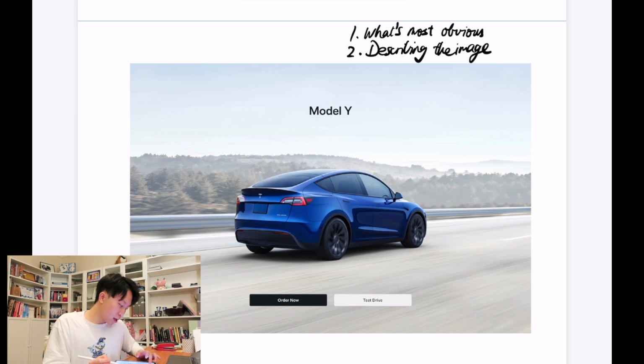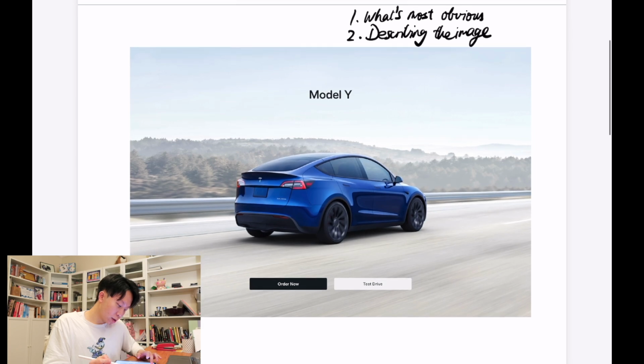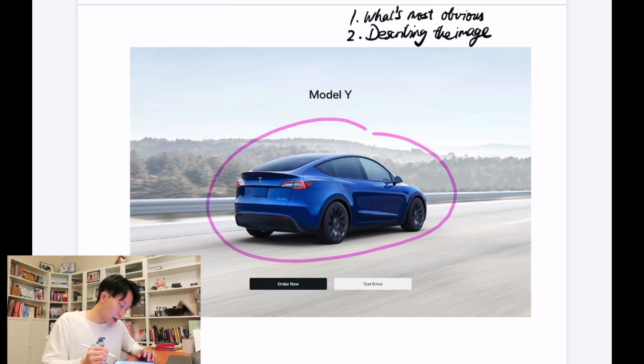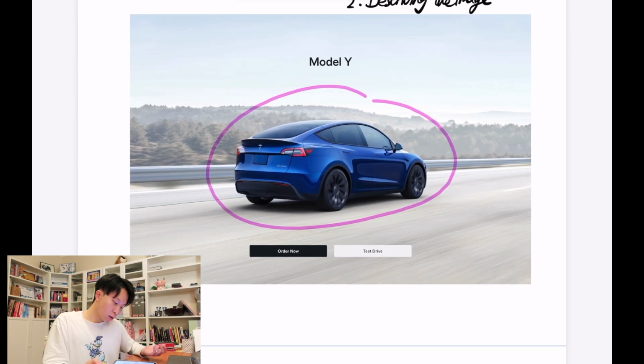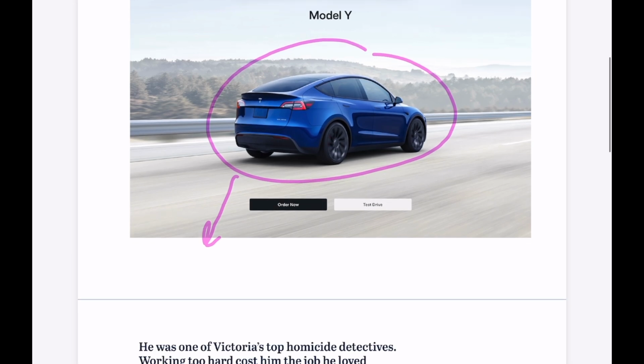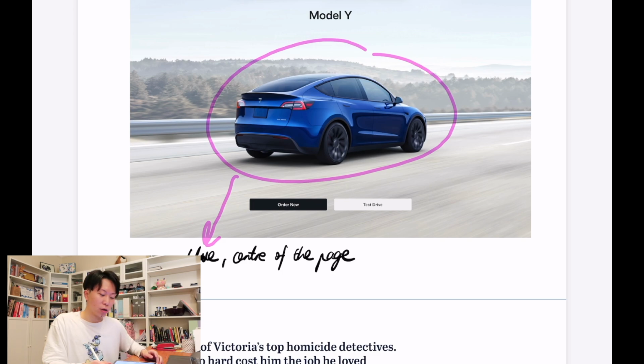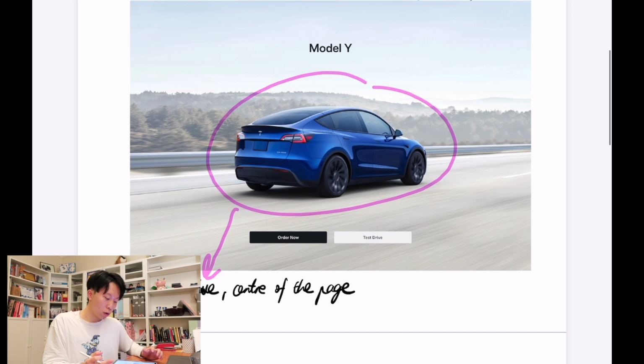So looking at this image, what's most obvious is this Tesla car here. And it's blue, it's in the center of the page. Those are features that stand out to me. So blue, center of the page. Why? Well, it places the focus on it. They're selling this car, so it makes sense that it'd be in the middle of the page. Blue doesn't really have that much of a significance.